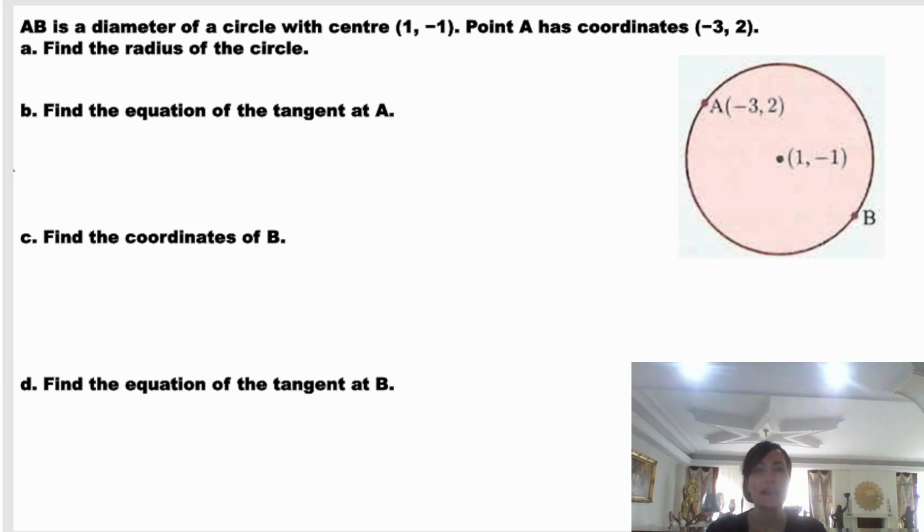Let's start. Here it says AB is the diameter of a circle with center (1, -1). Point A has coordinates (-3, 2). Part A asks: find the radius of the circle. So (1, -1) is my center. I label it O. I am going to find the radius.